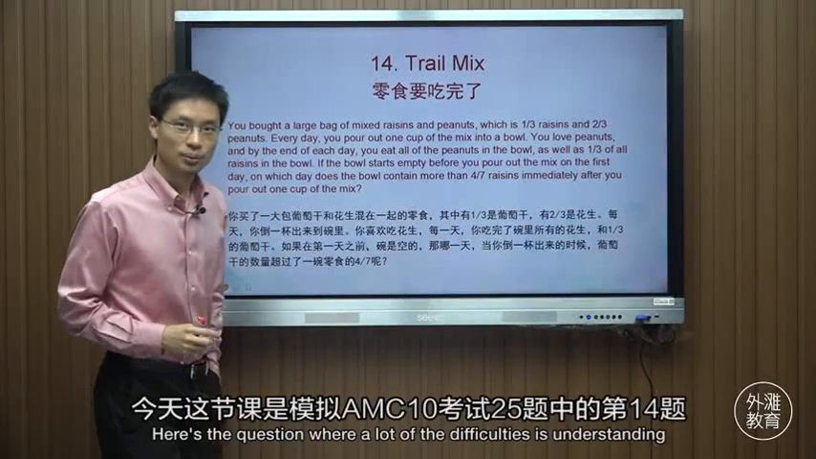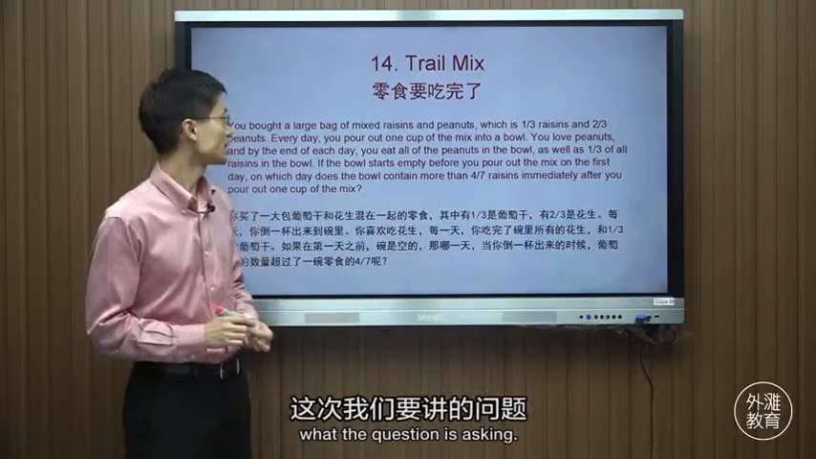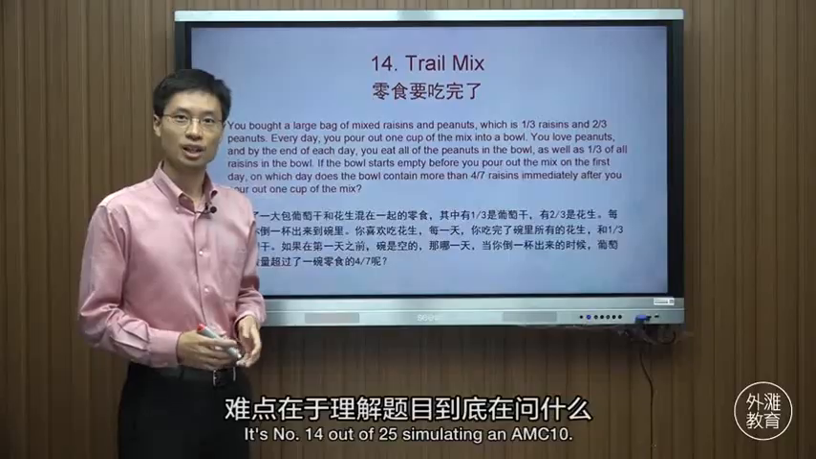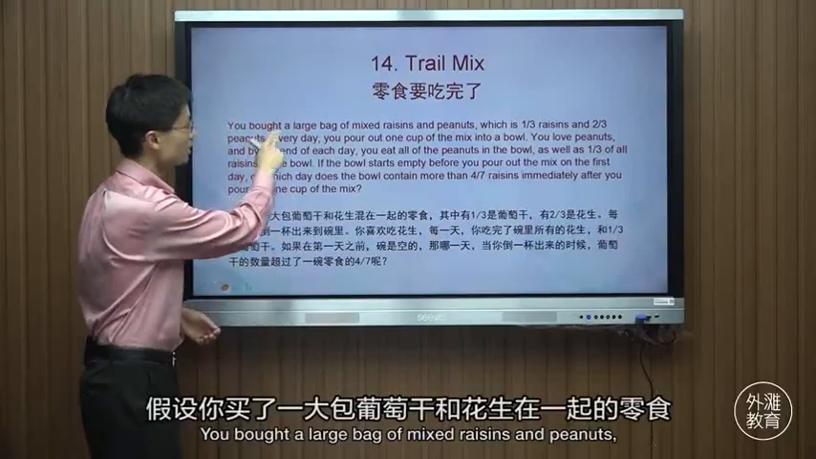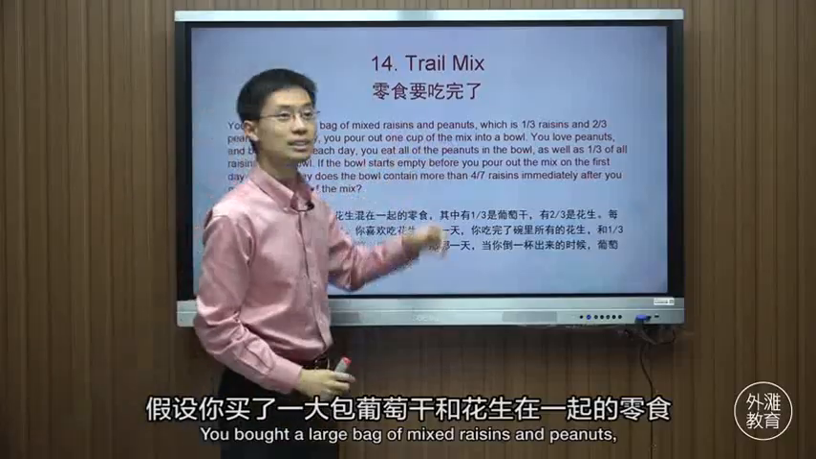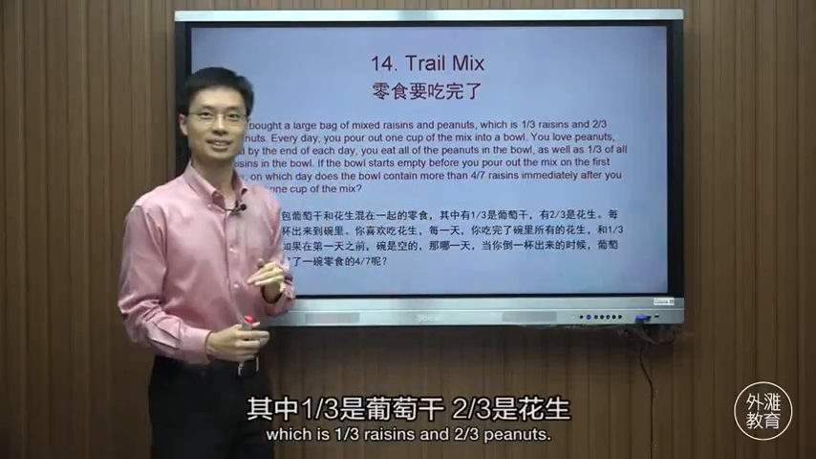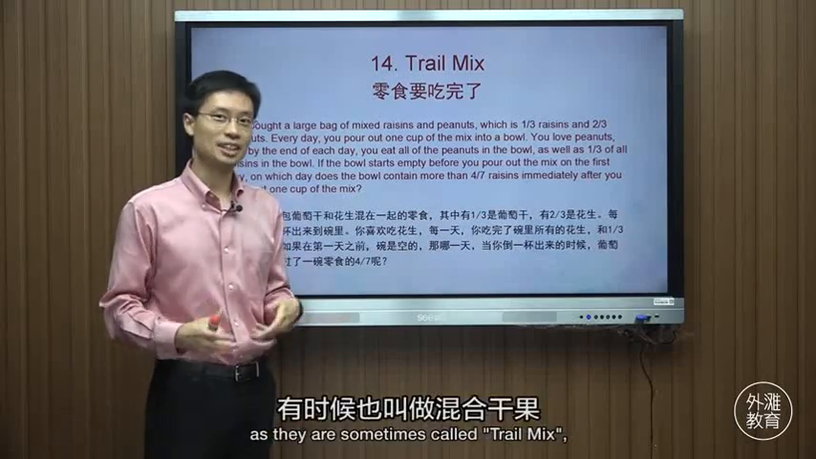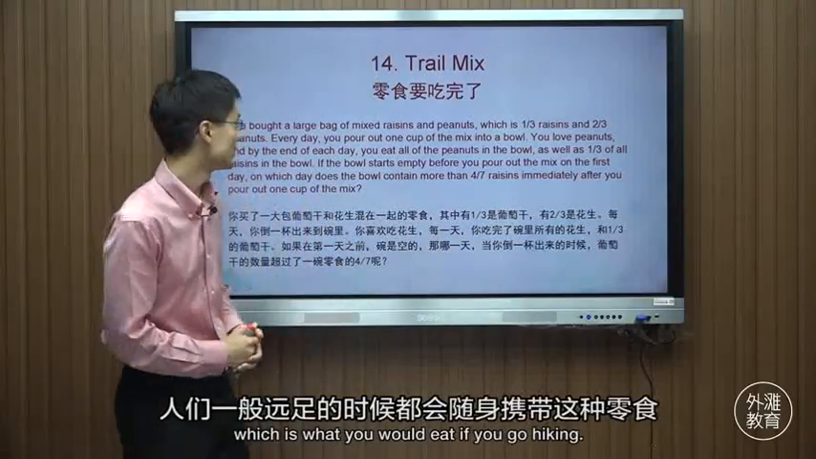Here's a question where a lot of the difficulty is understanding what the question is asking. It's number 14 out of 25, simulating an AMC 10. You bought a large bag of mixed raisins and peanuts, which is 1/3 raisins and 2/3 peanuts. These are quite common in the United States, where they are sometimes called trail mix, which is what you would eat if you go hiking.